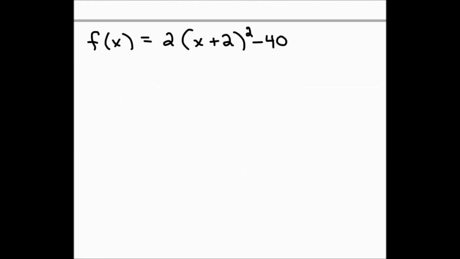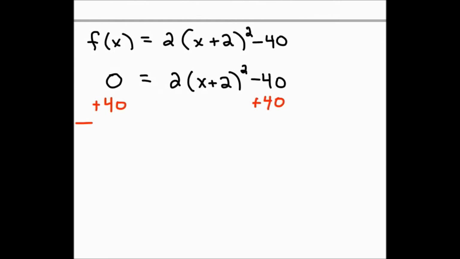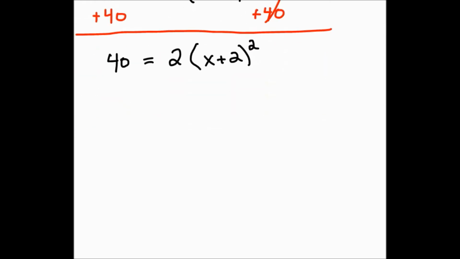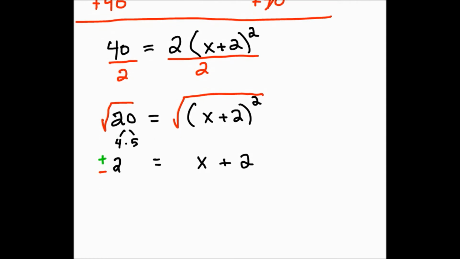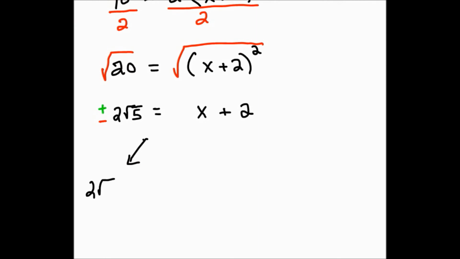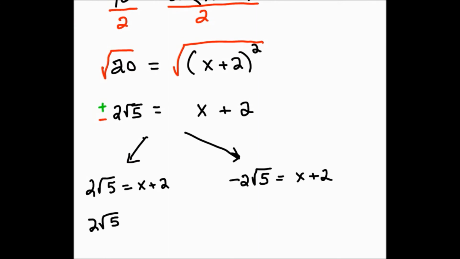Set my output equal to 0, since I'm trying to find zeros. Add 40 to each side, and divide by 2. 20 equals x plus 2 squared. Take the square root of each side, and the square root of 20 is 4 times 5, so that's 2 square roots of 5. I get two answers here, and I'll subtract 2 on each side here. So my final zeros are 2 square roots of 5 minus 2 and negative 2 square roots of 5 minus 2.